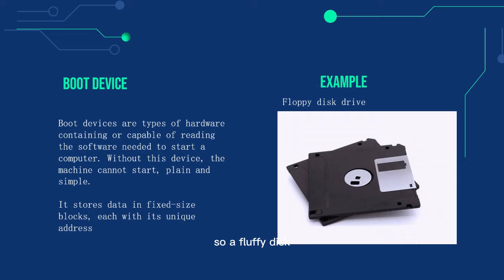So a floppy disk drive is a small disk drive used in computers for data transfers, storage, and backup of small amounts of data, as well as installation of programs and driver updates.